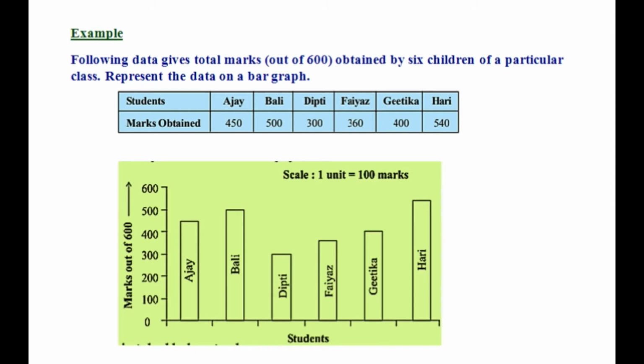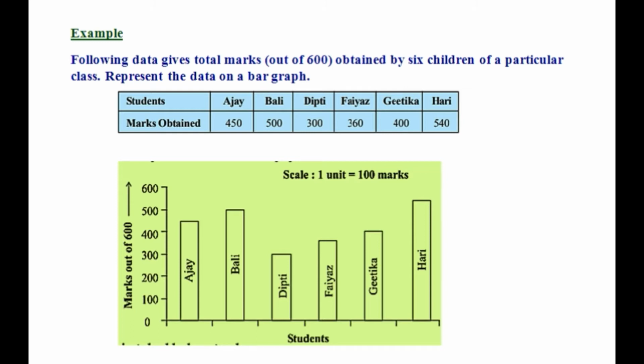Now you see an example. The following data gives total marks out of 600 obtained by 6 children of a particular class. Represent the data on the bar graph. You see the tabular column. Students: Ajay, Bali, Deepthi, Aisa, Geeta and Hari. Marks obtained: 450, 500, 300, 360, 400 and 540.